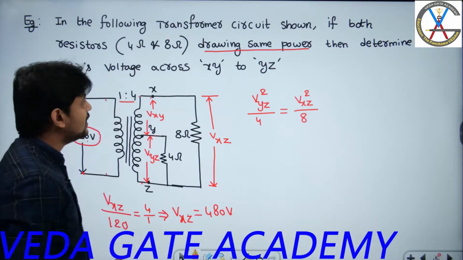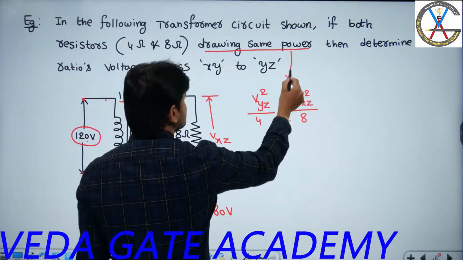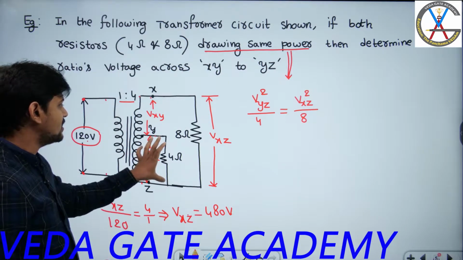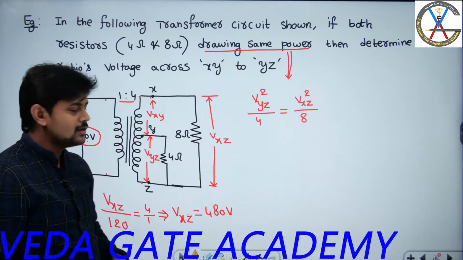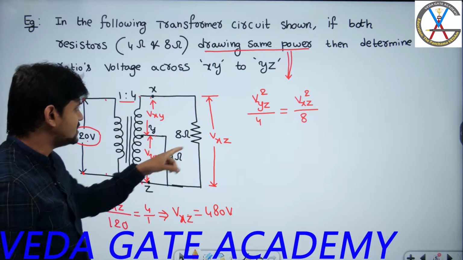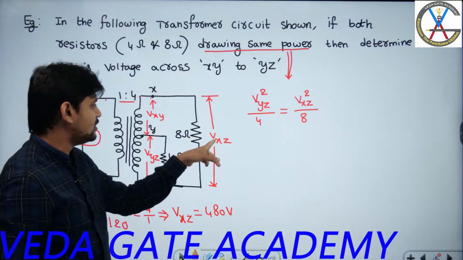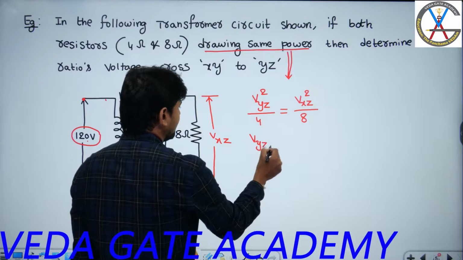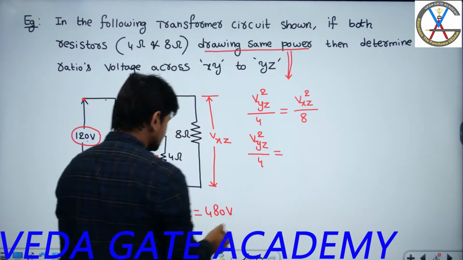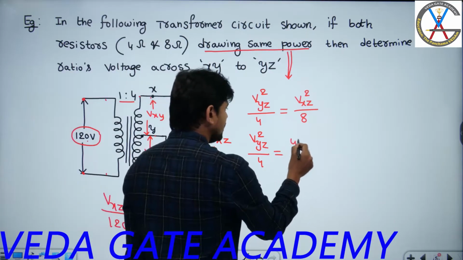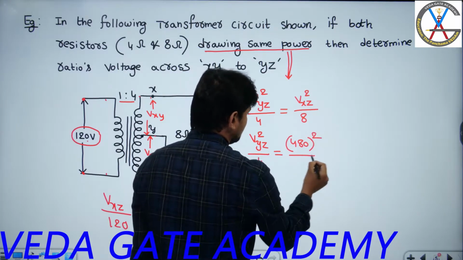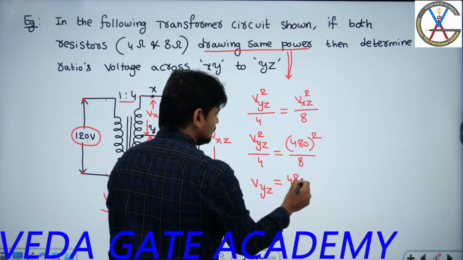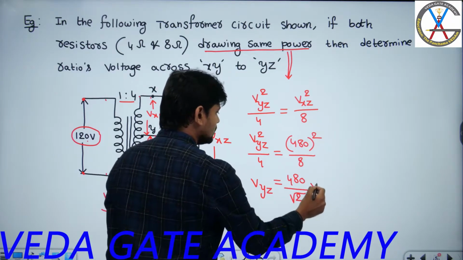Yes or no? So according to this statement, these two resistors are drawing the same power, meaning V square by R for this resistance and this resistance will be the same. So Vyz square divided by 4 is equal to Vxz square divided by 8, where Vxz we have already calculated as 480. So 480 whole square divided by 8. From here, if you do the simplification, Vyz becomes 480 by root 2 volts.